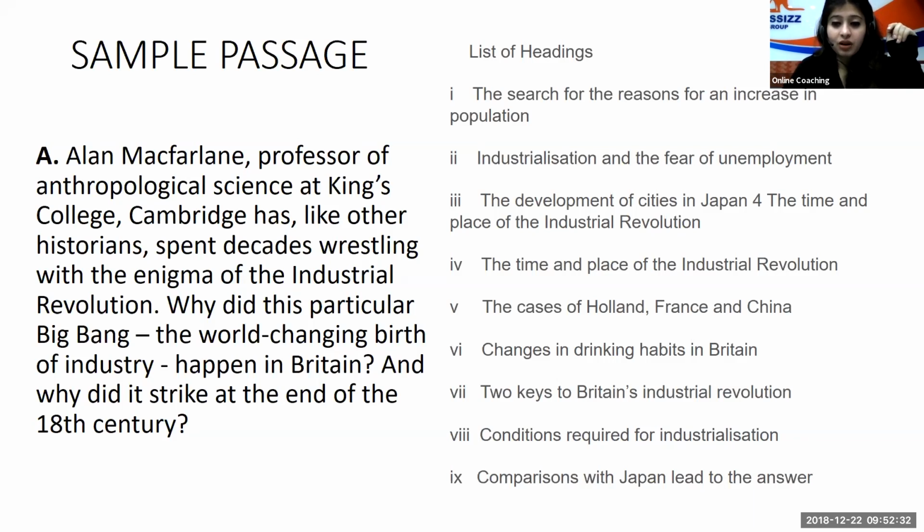Now, the third heading was a close answer: the development of cities in Japan for the time and place of the Industrial Revolution. But here it's not relating to Japan, it's relating to Britain. I can't see Japan anywhere, so I have avoided this.